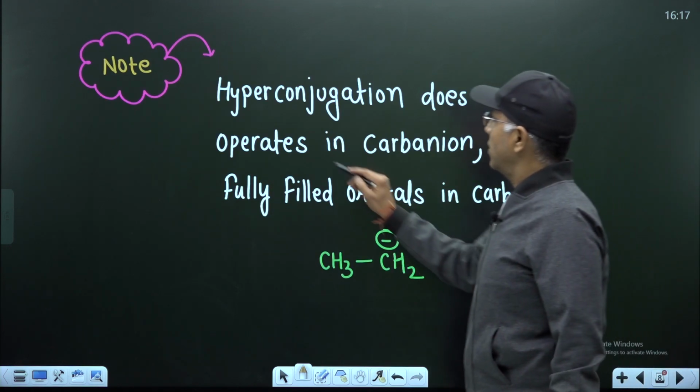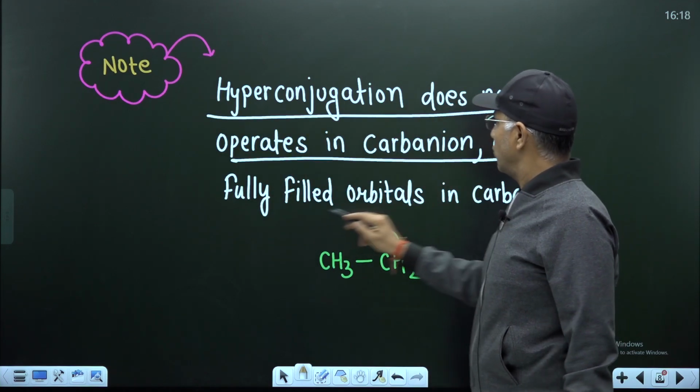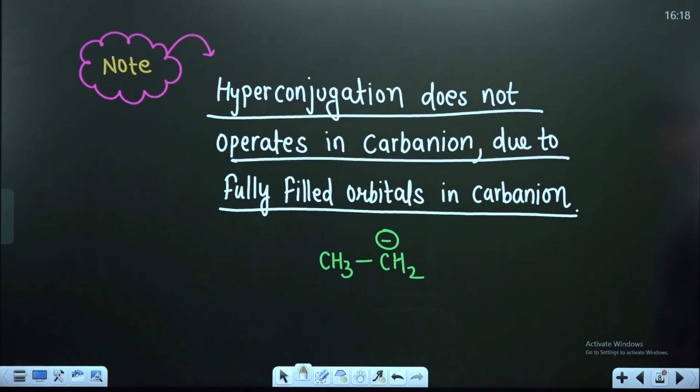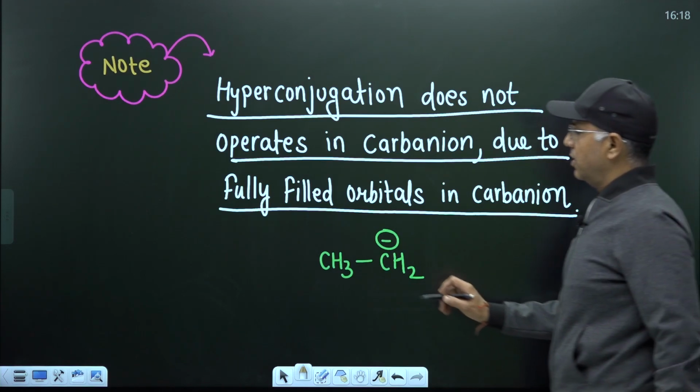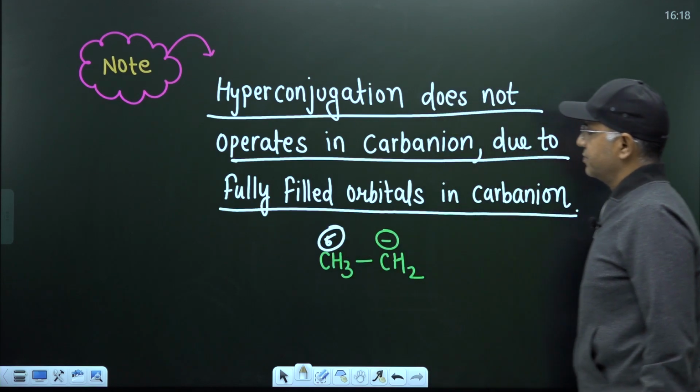This you have to write in your notes. Hyperconjugation does not operate in carbonyl due to fully filled orbital in carbonyl. This means this sigma will not undergo conjugation.